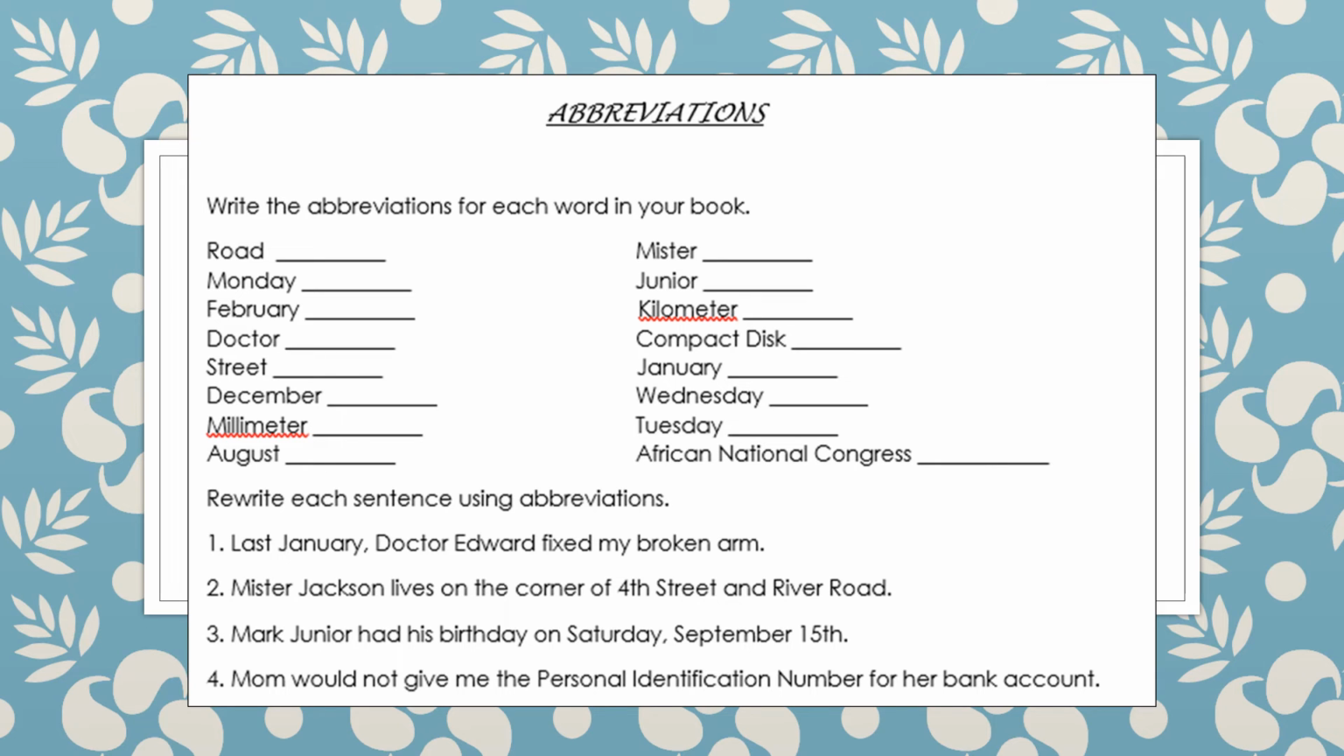Try put into practice what we've just learned by answering these abbreviation questions. You may answer it on your page, but please sentences 1, 2, 3, and 4 you must write neatly into your books. Remember, you are going to abbreviate where you can. So number 1, last January, comma, Dr. Edward fixed my broken arm. Which words can I abbreviate? I can abbreviate January and doctor. So you will abbreviate those 2 words when you rewrite it. You need to pause the video now because the next slide will have the answers. Are you ready? And pause.